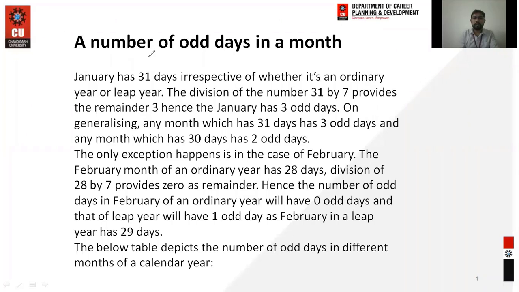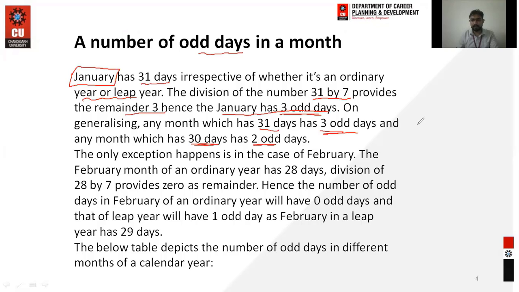So how do we calculate the number of odd days in a month? Let us take the example of January. January has 31 days, irrespective of whether it is a leap year or a non-leap year. When we divide this 31 by 7, I get a remainder of 3, which means January has 3 odd days. On generalizing, I can also say that any month which has 31 days will have 3 odd days. And similarly, a month that has 30 days will have 2 odd days only.